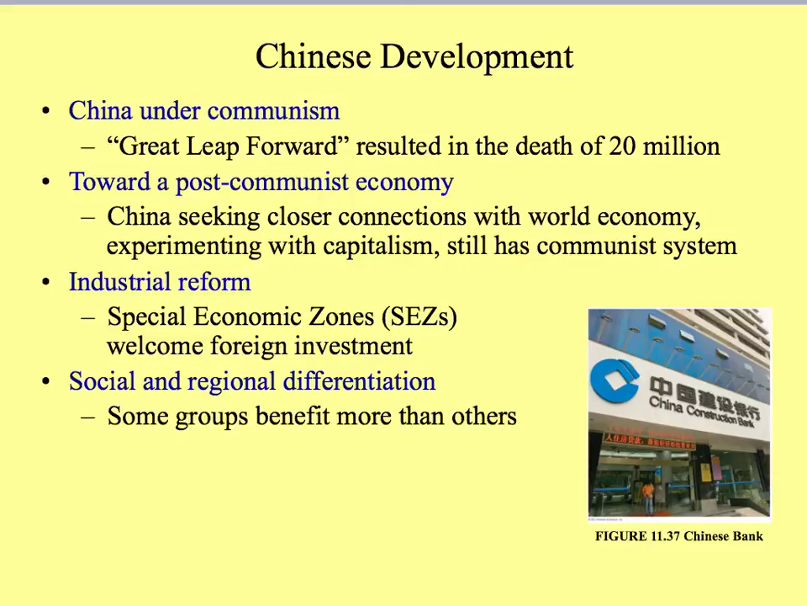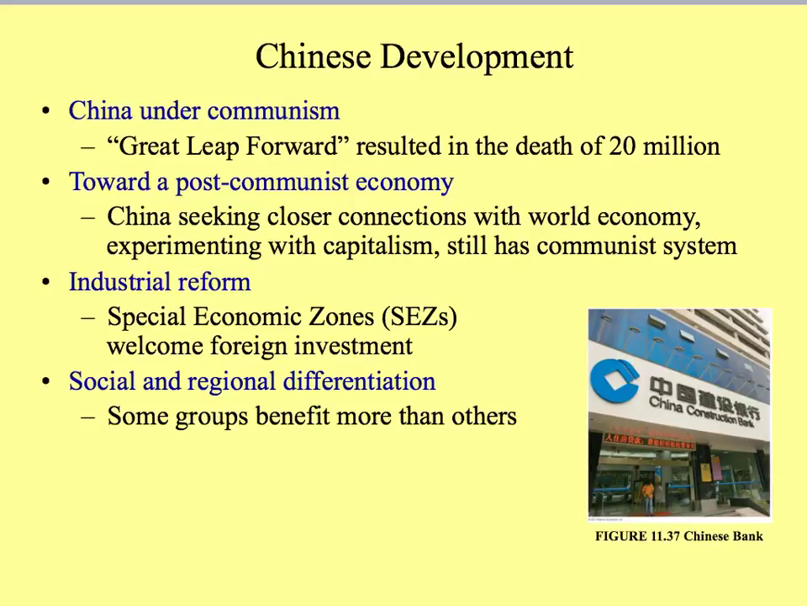Now in the modern era, in the late 80s into the 90s and 2000s, you have a China that is moving towards a post-communist economy. They are attempting to seek closer relations with the world, experimenting with elements of capitalism, but they still have a communist system in which they are working under. But certainly they are much more capitalist in nature nowadays than they were even 20 years ago.